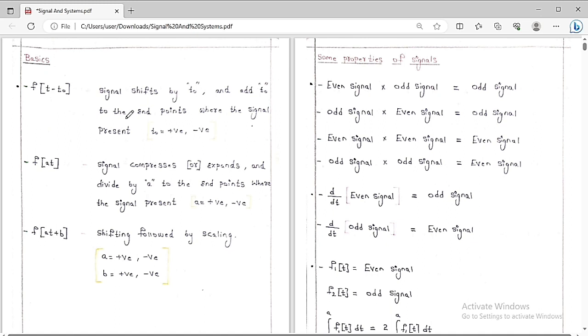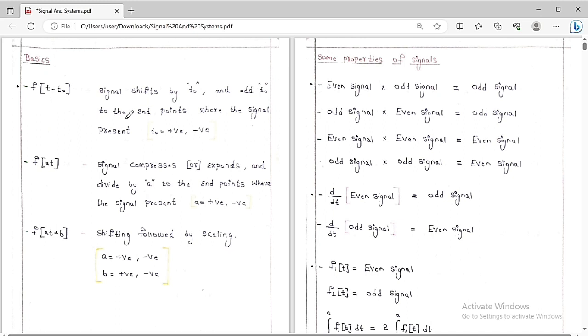t0 can be positive or t0 can be negative. If t0 is positive, the signal is shifted to the right-hand side, and if t0 is negative, the signal is shifted to the left-hand side. Or simply, I can say if t0 is positive, the signal is shifted to the right-hand side, or we can say the signal is delayed.